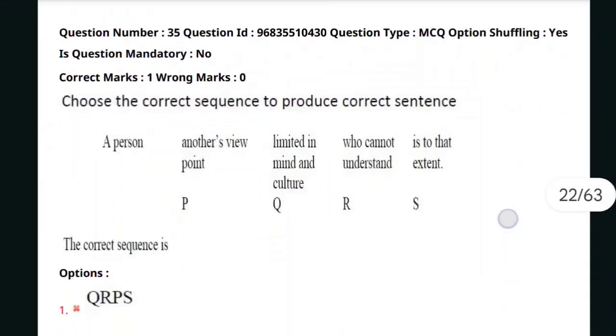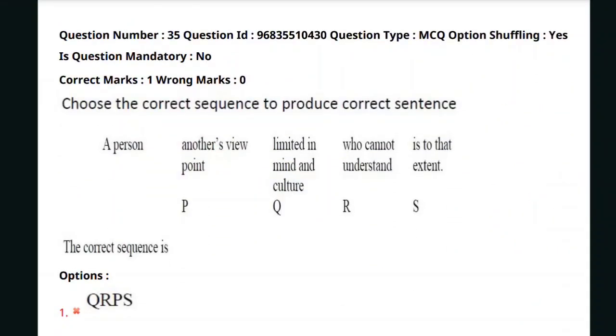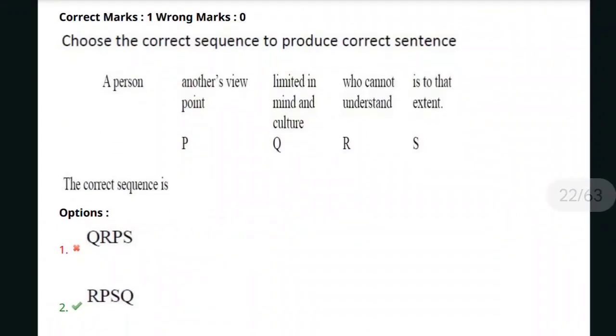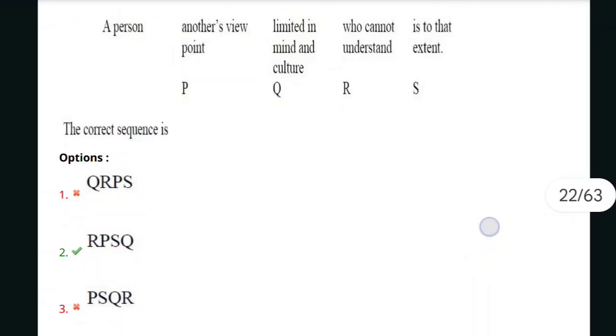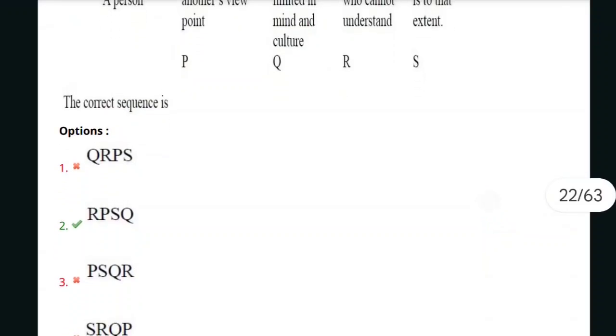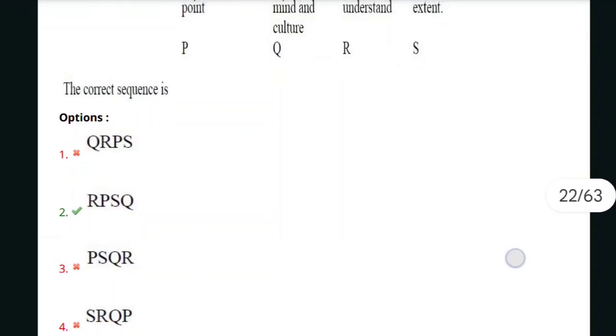Let's move towards the next question, 35th question. Choose the correct sequence to produce a correct sentence. Here the question is on ordering of the sentences. Here they give us jumbled sentences and we need to arrange them in the correct order. Here they gave us 4 options for PQRS: QRPS, RPSQ, PSQR and SRQP.